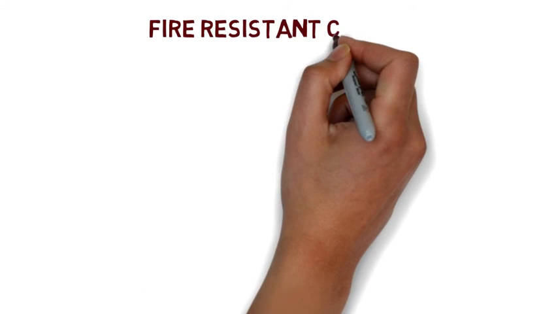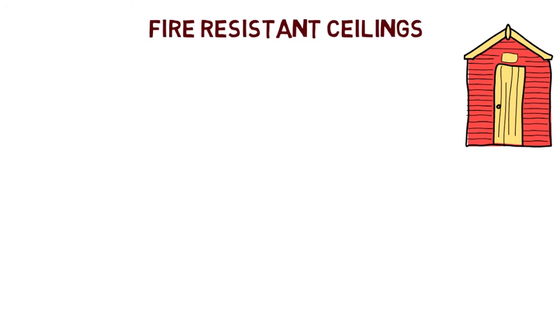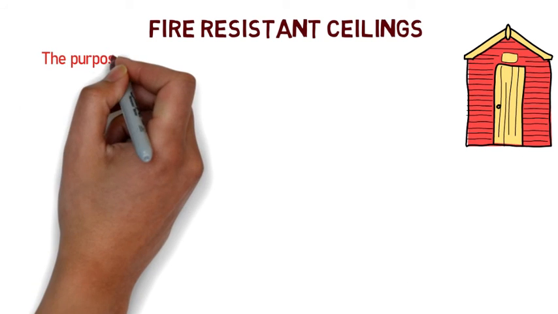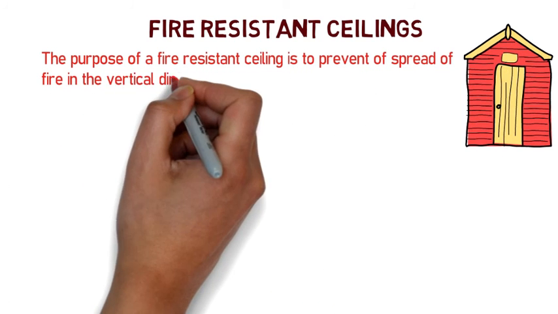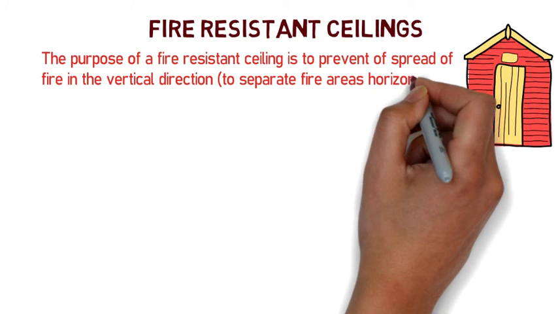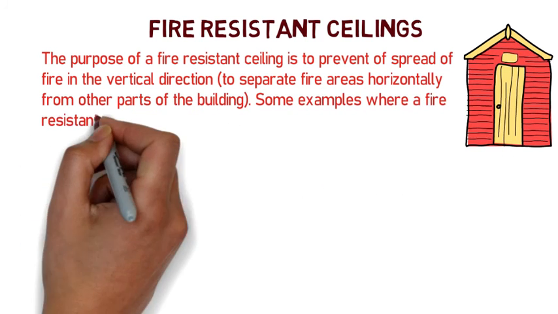Next, move on to the fire resistant ceilings. So what is a fire resistant ceiling? The purpose of a fire resistant ceiling is to prevent the spread of fire in the vertical direction, to separate fire areas horizontally from other parts of the building.